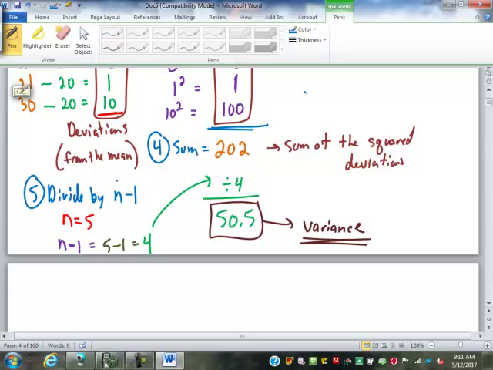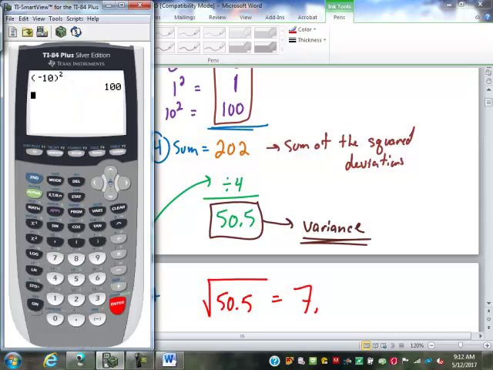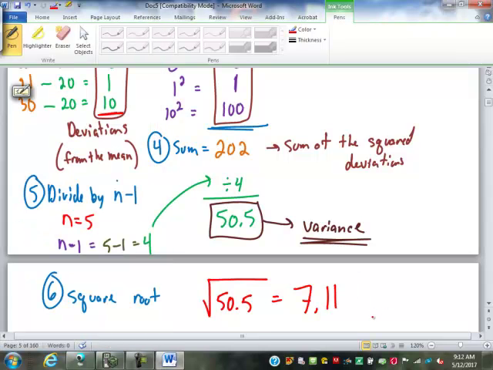Now I said this was a 6-step process, so step 6 should be the end of it. You find the square root. So we take the square root of 50.5. $7.11. That is the standard deviation.